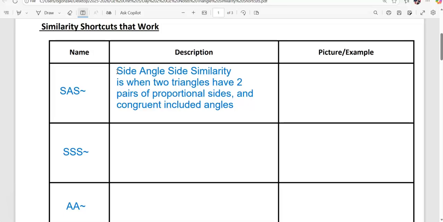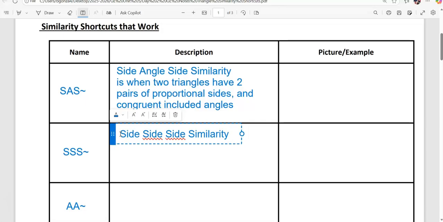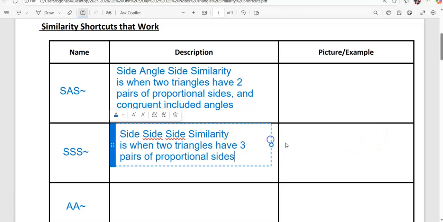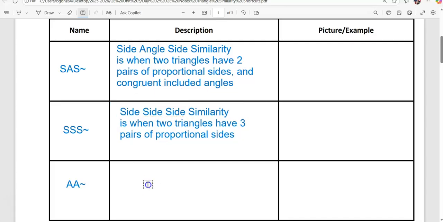Cool. So side, side, side similarity. Write this down. Side, side, side similarity is when 2 triangles have 3 pairs of proportional sides. 3 pairs of proportional sides.